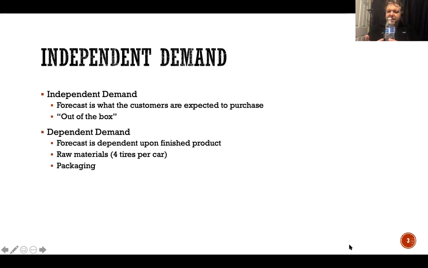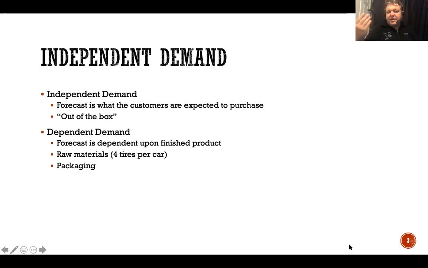This is dependent demand. So if I say I have one bottle of water, really how many labels is that? How many caps is that? How many bottles is that? Right? So the dependent demand is a breakdown of all the materials to make one finished good. That's independent demand, this one thing right here.